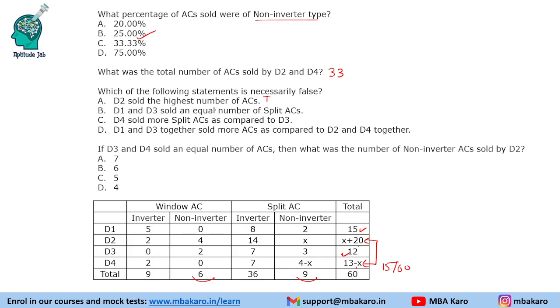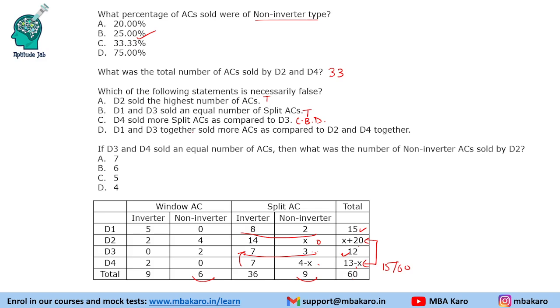D1 and D3 sold an equal number of split ACs. D1 and D3 split ACs, yes, that is equal. So this is true. D4 sold more split ACs as compared to D3. D3 is selling 10, right? And we need to tell whether D4 sold more split ACs. So x can be 0 also. If this is 0, D4 will sell more than that. So that also can be true. Okay, so cannot be determined.